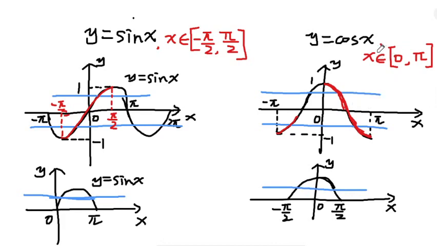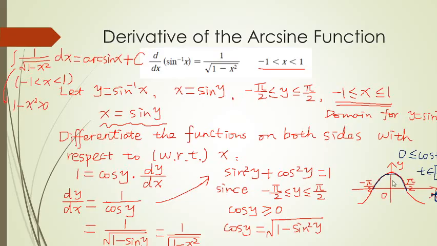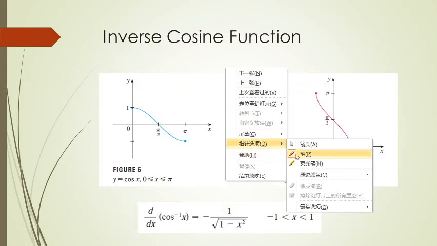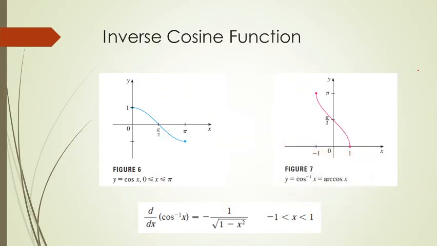So the domain for the cosine should be 0 to pi, and the range should be minus 1 to 1. No problem, right? Now let's check its inverse. The inverse cosine function goes from 0 to pi, minus 1 to 1. So we limited the domain to 0 to pi.